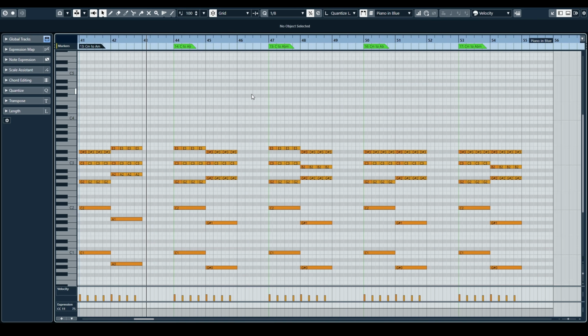And then the last one we have is C to A flat. So the major third down. And these are the four examples you get with that. Starting again on C major to A flat major.